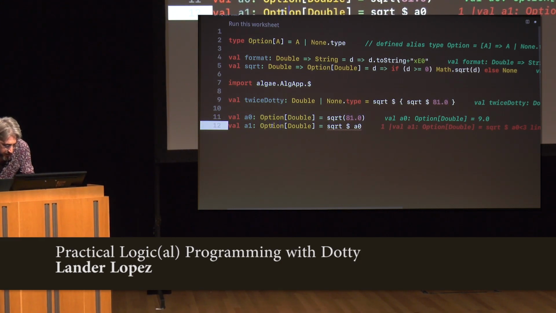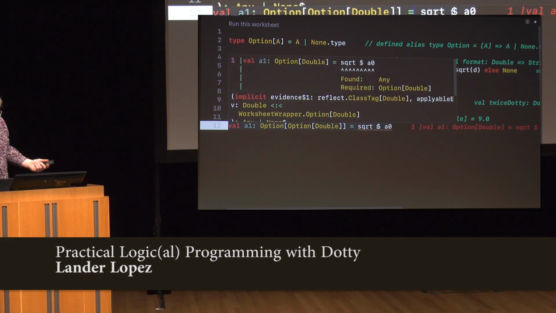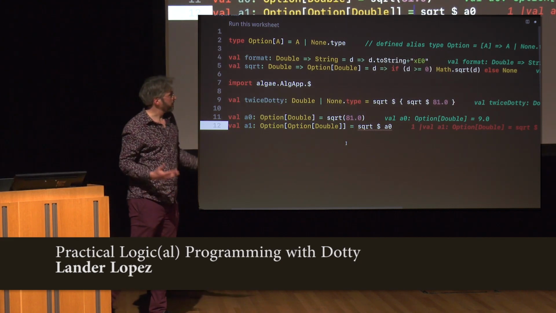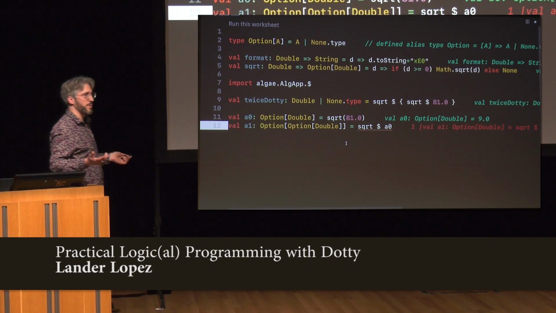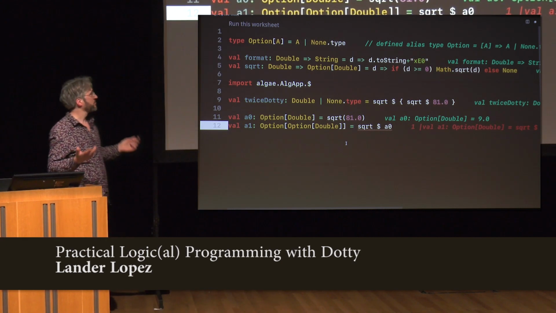So yeah, shouldn't this be option of double? This is what we would expect if we apply it twice. This is an option of double. Apply it again to value A0, so it should be an option of double. So yeah, you're right, both things are true. That's an option of double, an option of double.